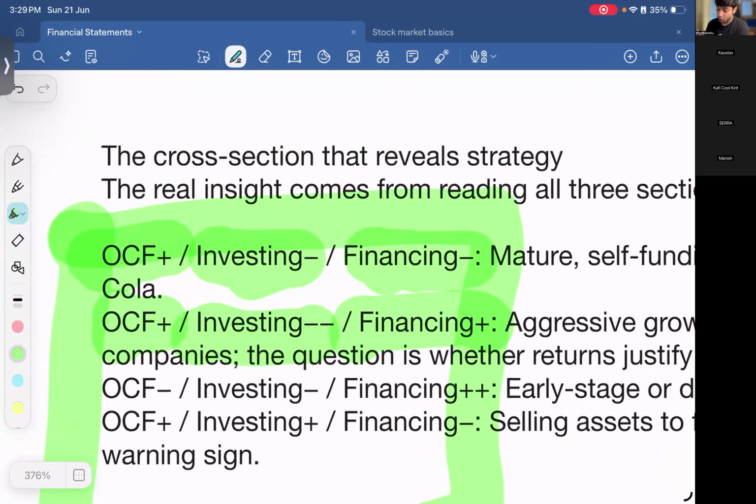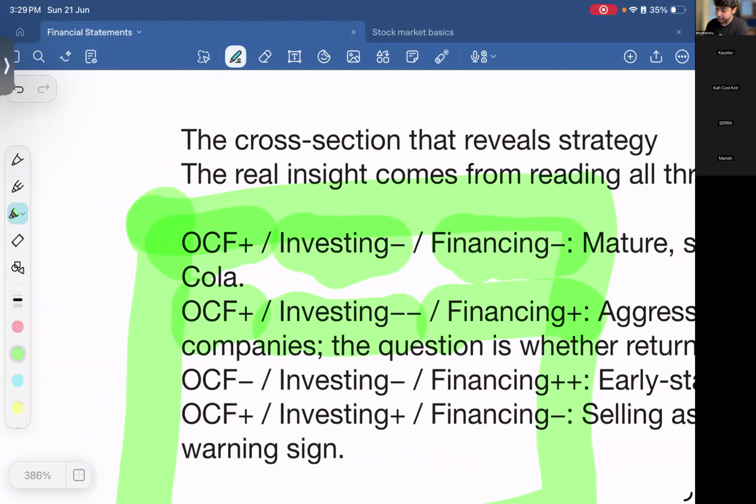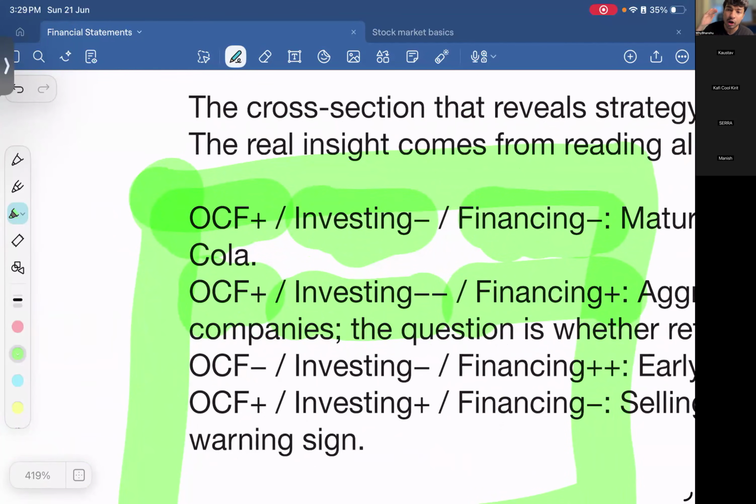The third bit is operating cash flow is negative, investing is negative, finance is positive. This is all your startups. Cred, Swiggy, Zepto.